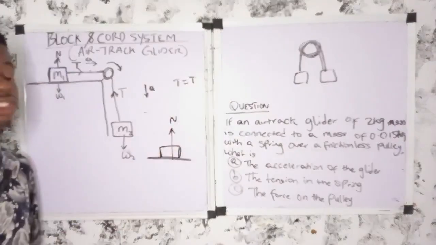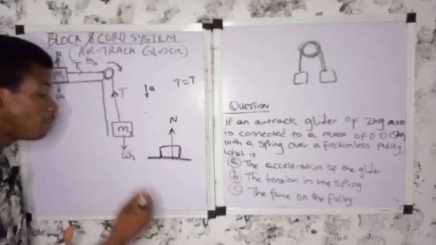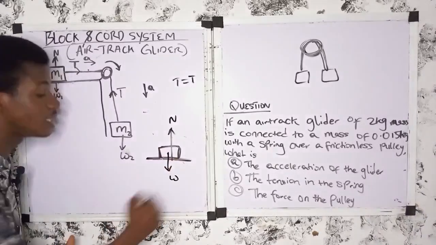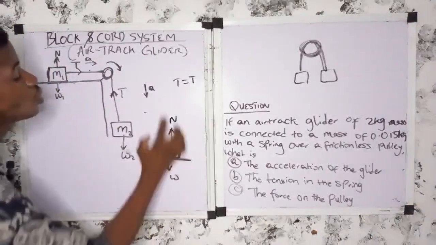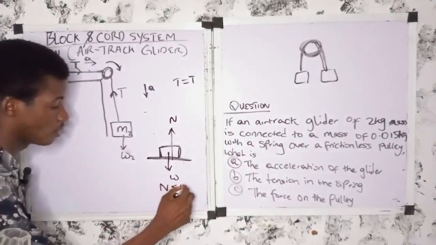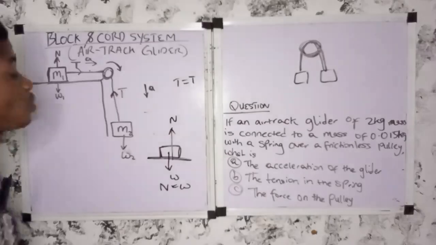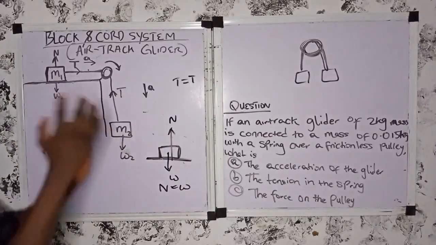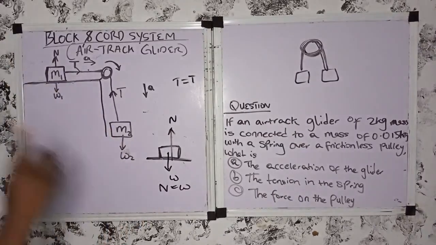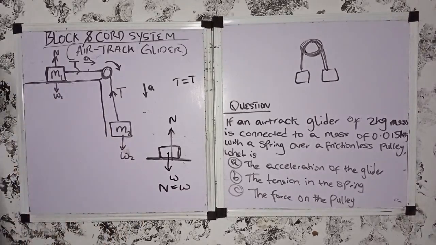...is known as the normal reactional force. Then the body itself exerts a downward force known as the weight. These two usually balance each other. The normal reactional force equals the weight. So this is what happens here: they balance each other, they cancel out. So the force acting on M1 is just the tension.